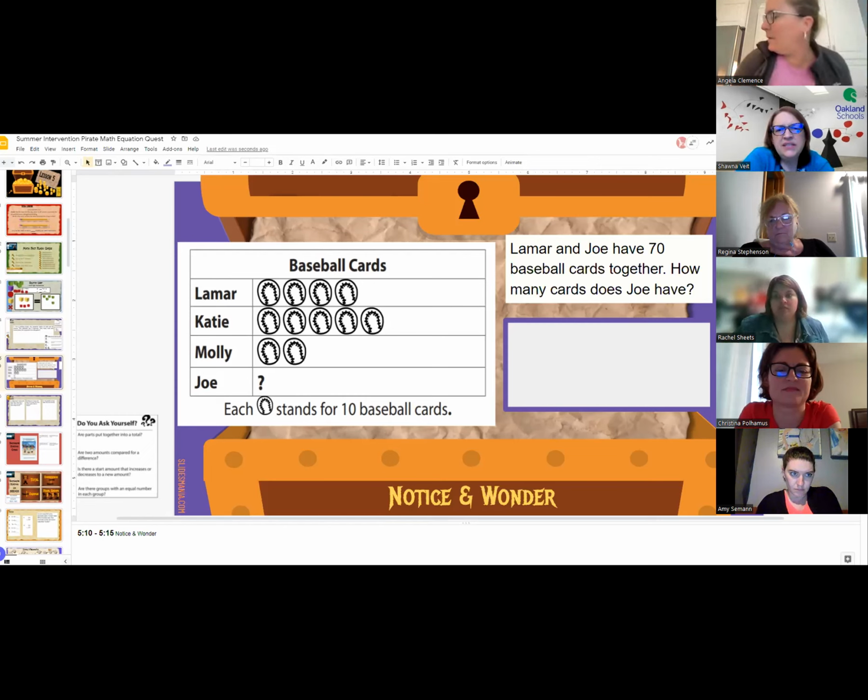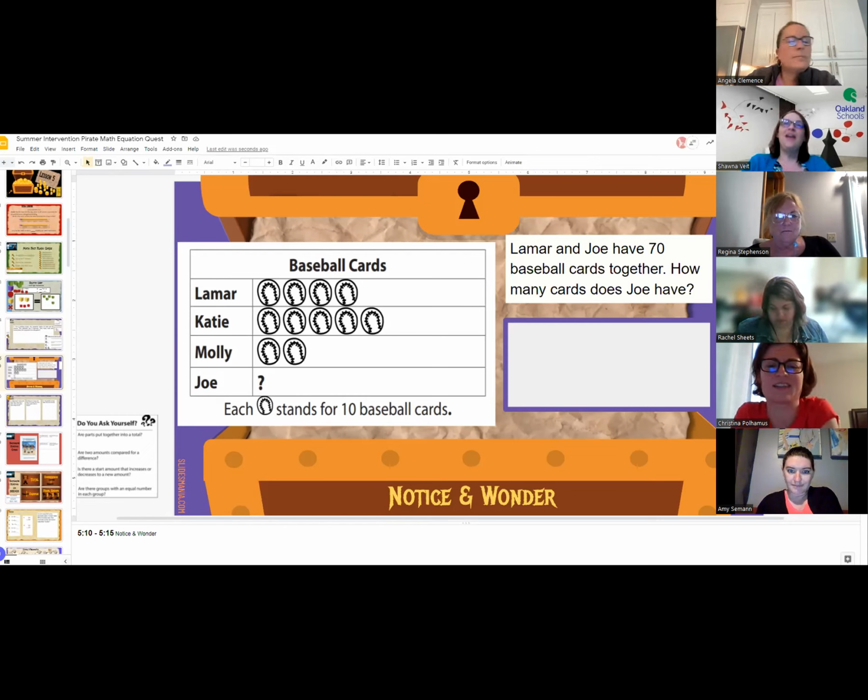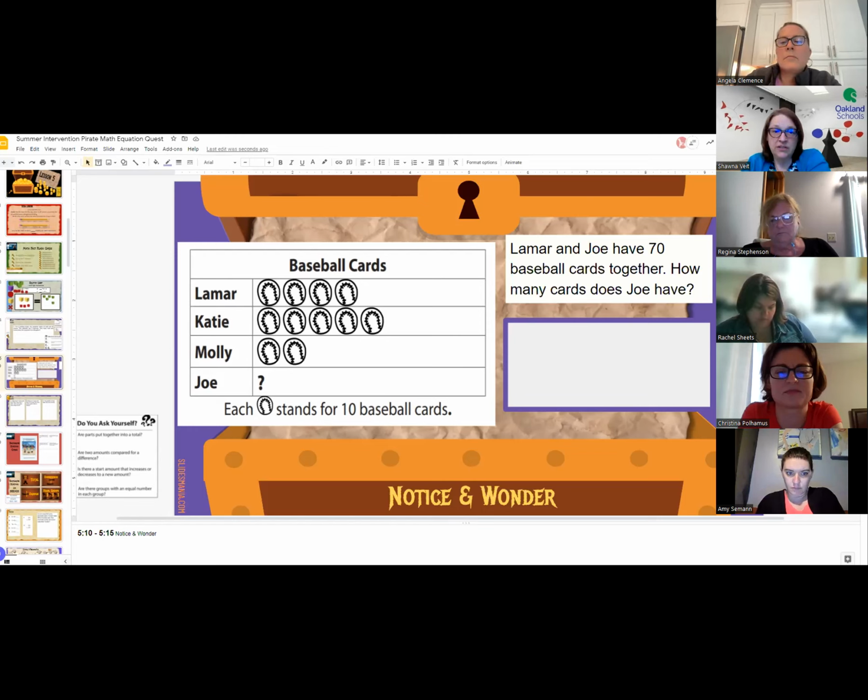So what kind of problem is this? Difference. Ooh, it sounds like a difference, but it's not. You're going to subtract. So a lot of people will say difference. And this took me a long time when I started using this intervention. Is it part whole? Yes, because Lamar has a collection and Joe has a collection. Together they make 70. If it were a difference problem, the question would be, how many more cards does Lamar have than Joe? So that would be a difference problem.